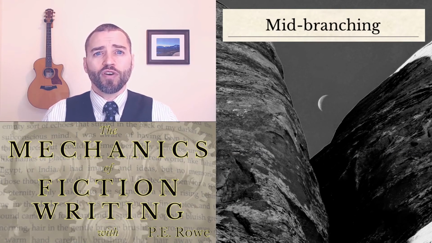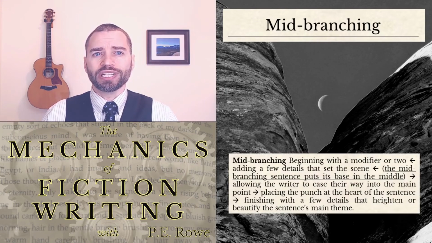Mid-branching. Following on from the pattern, you've probably guessed that a mid-branching sentence begins with a modifier or modifiers, then presents the base clause. After the base clause, the sentence continues on to add descriptive details. This form is particularly useful in moving from completed actions in the past to other past actions that are closer to the present.